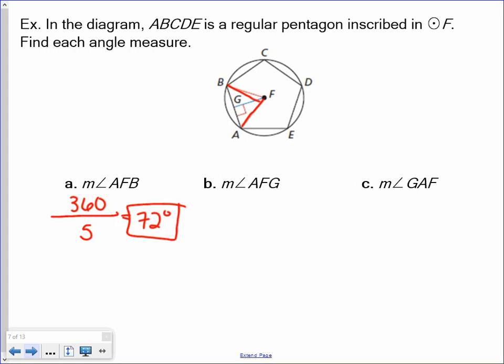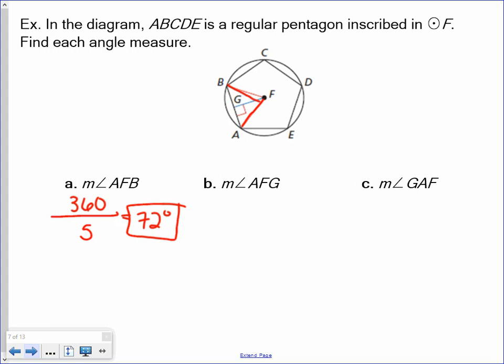Well, we did something very similar to this earlier on in the year. So I don't know if that answered your question, but that's how you find a central angle. Now, AFG, this is a good one to go over too, because we're going to have to do this in a little bit.